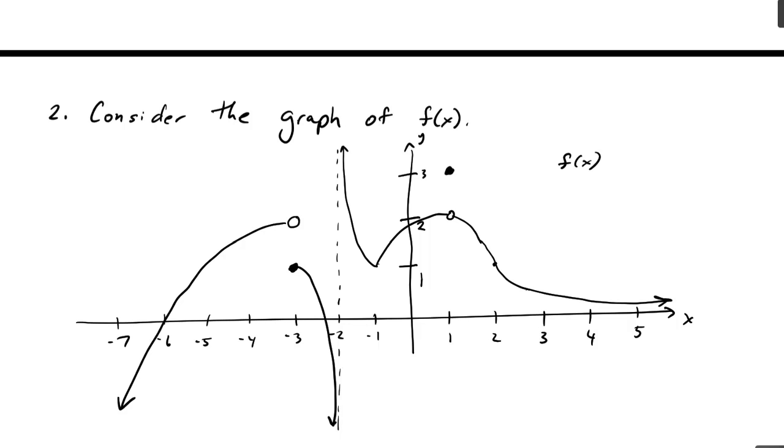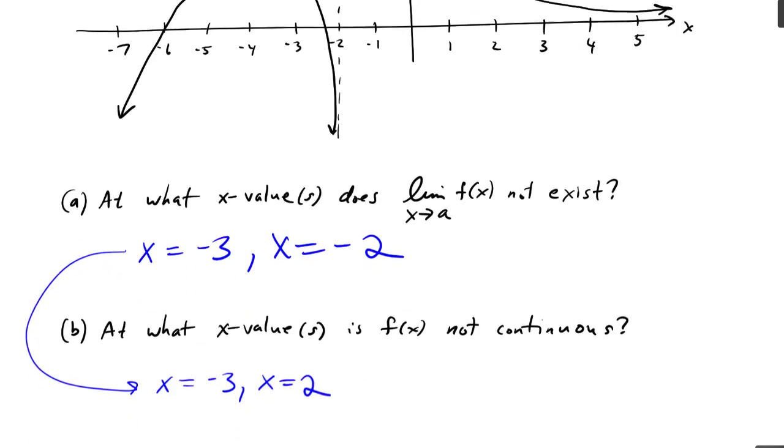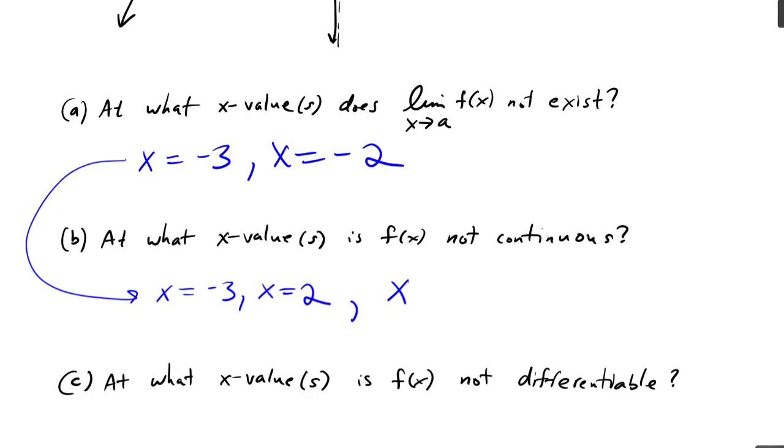And notice here, at 1, we have a lack of continuity. Because even though the limit did exist, the limit as x approaches 1 of f of x is 2, f of 1 is 3. So these two things do not agree. The limit value doesn't equal the function value there, hence not continuous. So also at x equals 1.